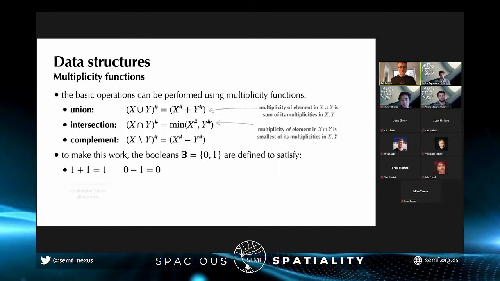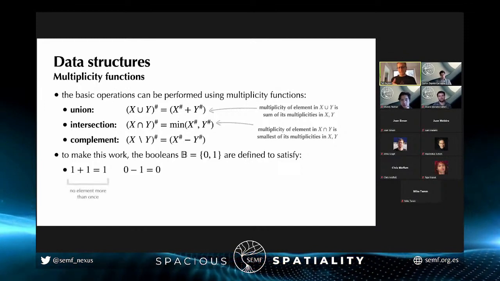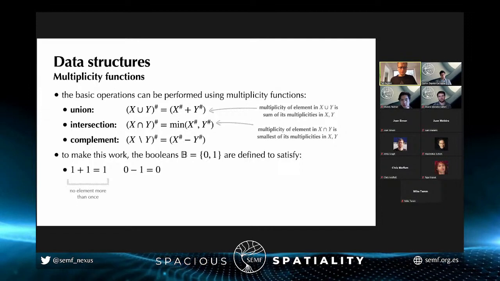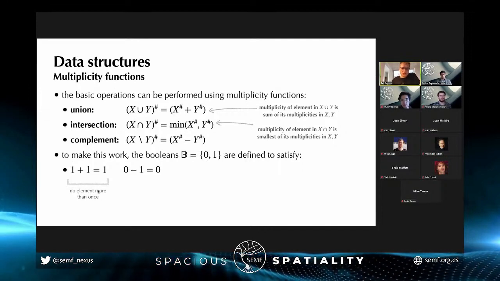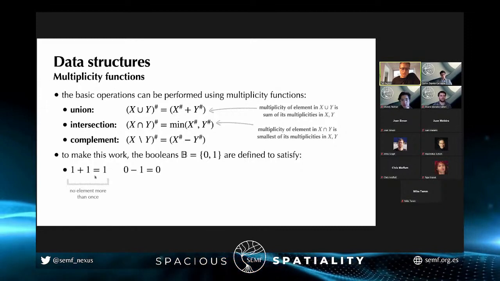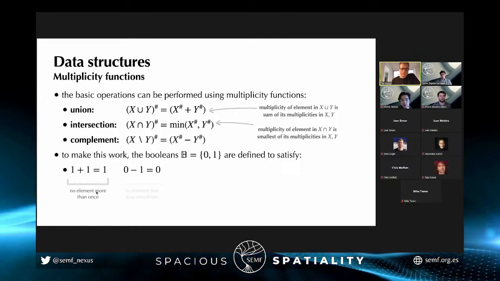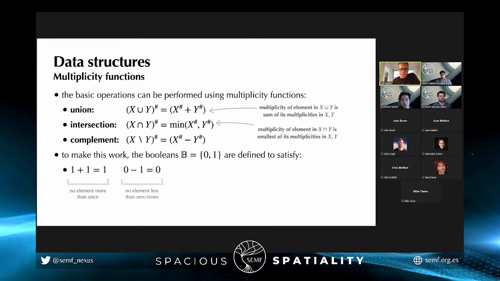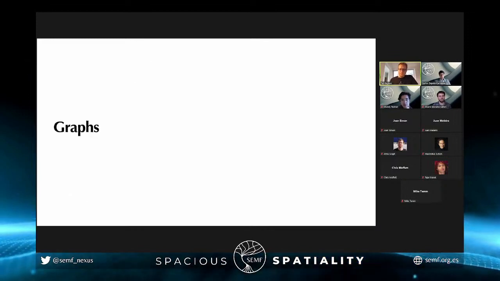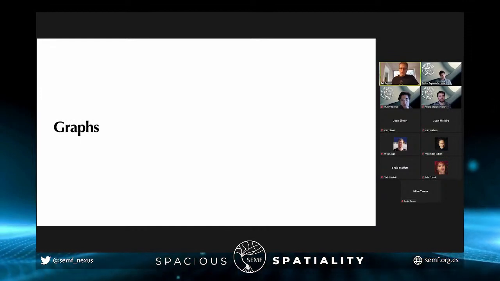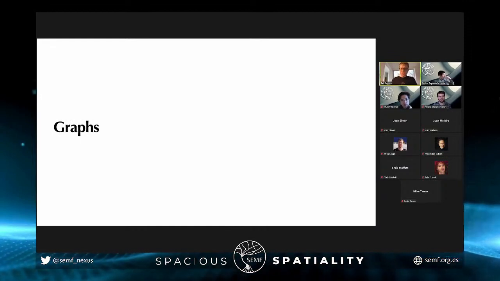Similarly, for natural numbers, if you go less than 0, the answer is 0. And what this really means is that in the case of sets, no element could appear more than once. This is what this sort of constraint represents. And of course, no element can be present less than 0 times. Okay, that was a very quick tour of some basic ingredients we'll now immediately use.